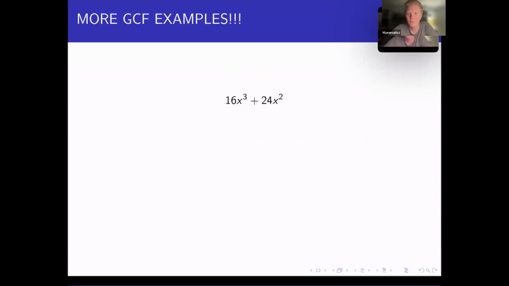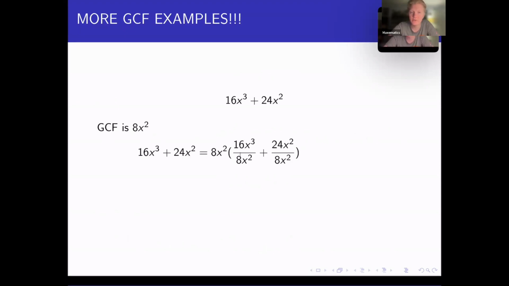Okay. Some more examples. 16x cubed plus 24x squared. What's the highest number that divides both 16 and 24? That would be 8. And how many x's do they share? 2 of them. So we take out 8x squared. 16 over 8 is 2. X cubed over x squared is just a single x. 24x squared over 8x squared. X squareds cancel out, and 24 divided by 8 is 3.